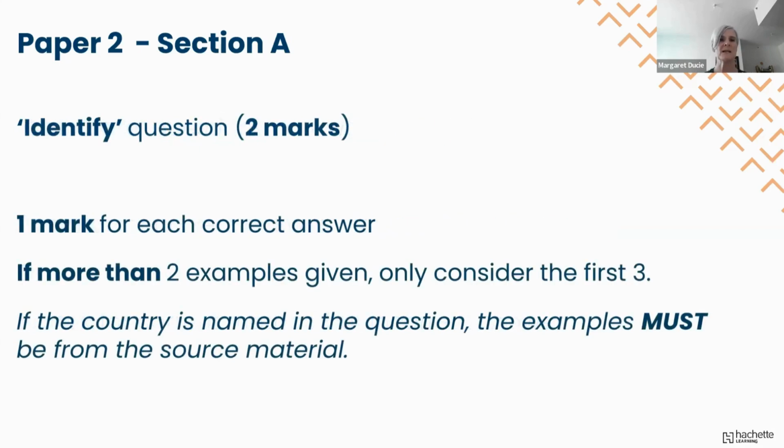Okay, next slide, please. Okay, identify questions are pretty similar to the current mark scheme. So they get 1 mark for each correct answer identified. Obviously in section A, it's contextual. They must use the context of the question. So if the country is mentioned, the examples must come from the source material. And if students give more than 2 examples, the marker will only consider the first 2. So that's worth reminding students.